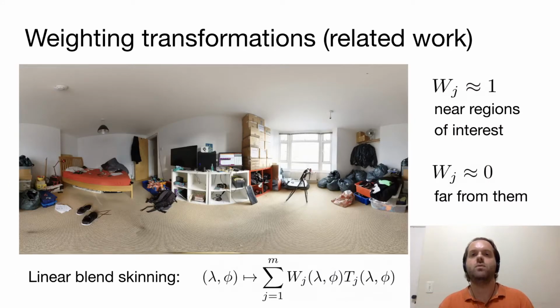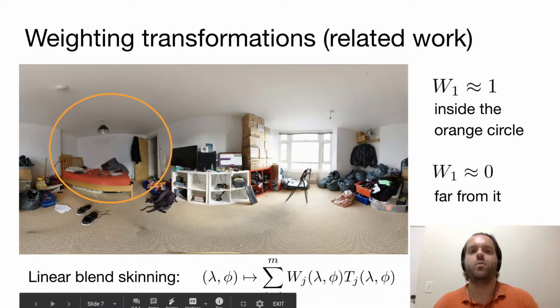Instead of using one transformation, previous methods propose to combine multiple transformations using a technique known as linear blend skinning. In our context, this means mapping a point on the sphere given by its longitude-latitude coordinates lambda, phi to a new position given by a weighted combination of transformations Tj that affect more areas where the associated weights are higher.